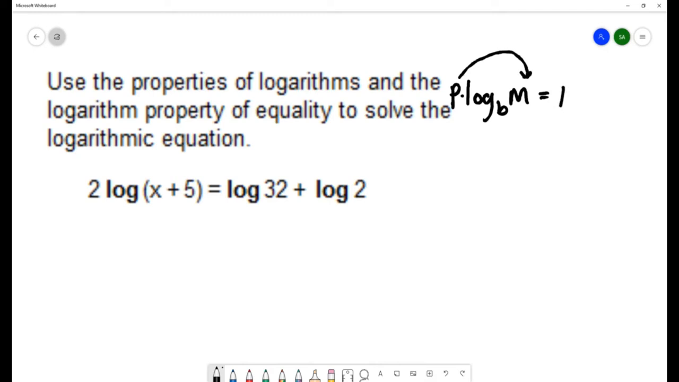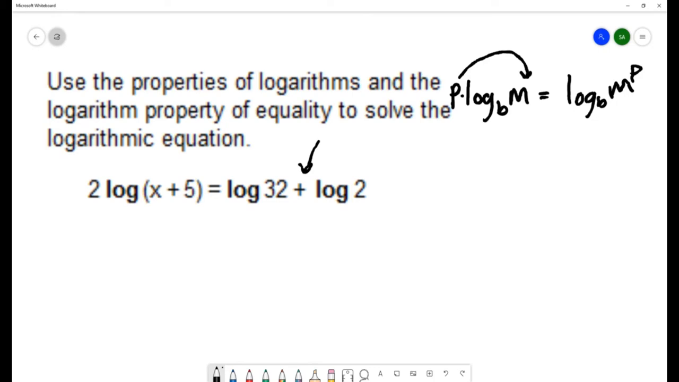You can write it as log base b of m to the p power. So that's one property we're going to use. And another property we're going to use is adding logs with the same base, and that's called the product rule for logarithms.